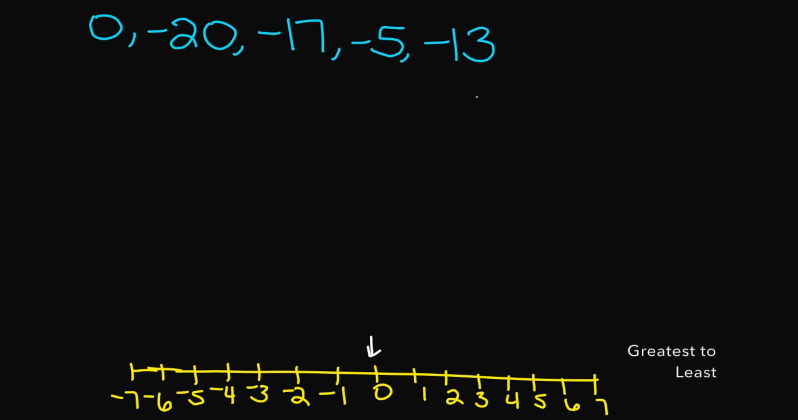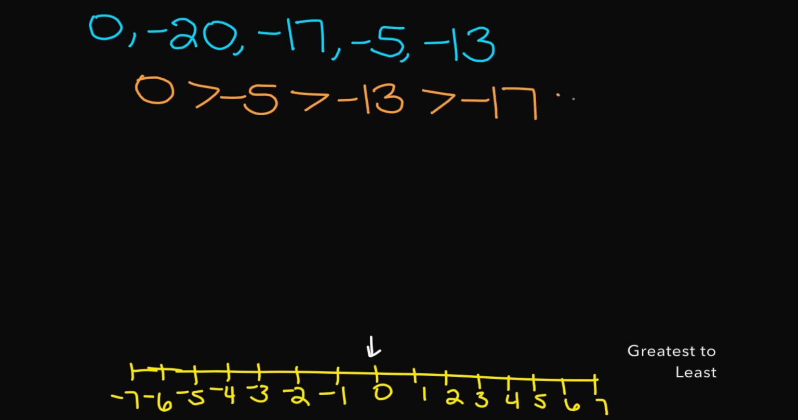0, -20, -17, -5, and then -13. The largest number here in this set is going to be 0. 0 is greater than -5. -5 is greater than -13. And then -13 is greater than -17. And then -17 is greater than -20. And the smallest number here is going to be -20, and the largest number here is going to be 0. And remember, all these numbers are closer to 0 than my -20, which makes all of these numbers greater than my -20.